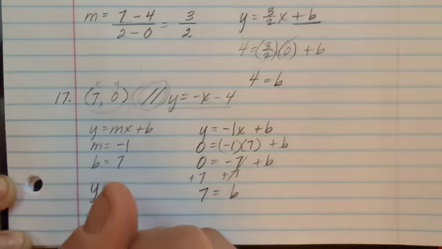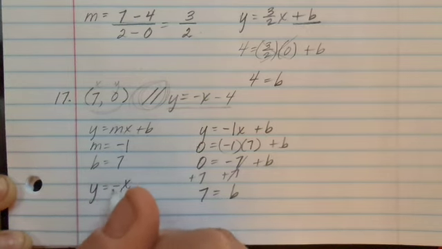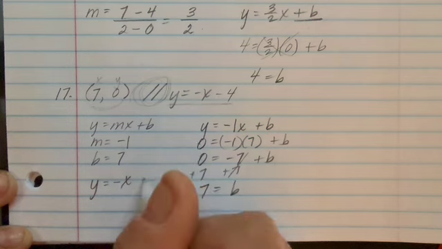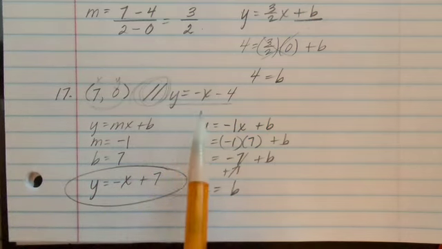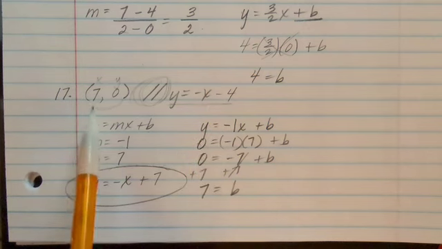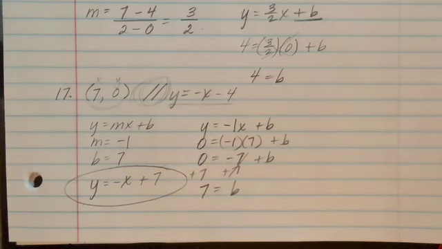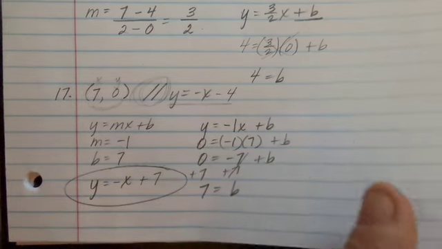The equation of my line: y equals negative x, the slope is -1, so I just write negative x plus 7. That's the equation of the line that's parallel to this one that runs through this point. Okay, one problem left. Almost done with this section.